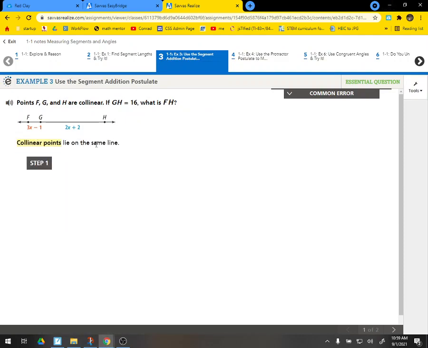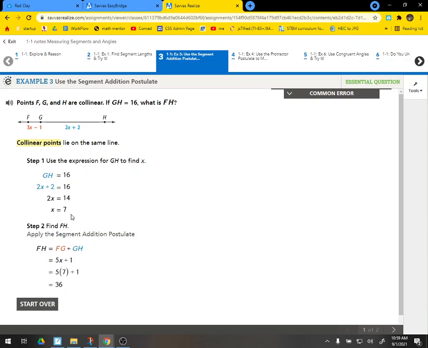Collinear points lie on the same line. We figured that out. Step 1. Use the expression for GH to find x. So GH equals 16. We know that 2x plus 2 is equal to 16, right? So instead of calling it GH, we can call it 2x plus 2. They subtract the 2 from both sides, divide by 2, they got 7.